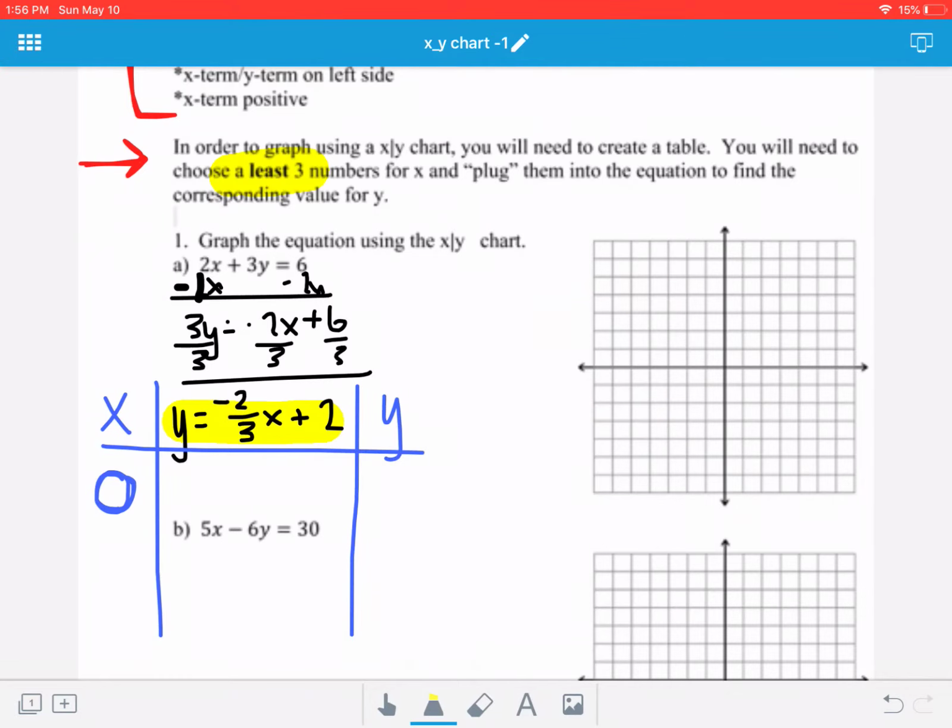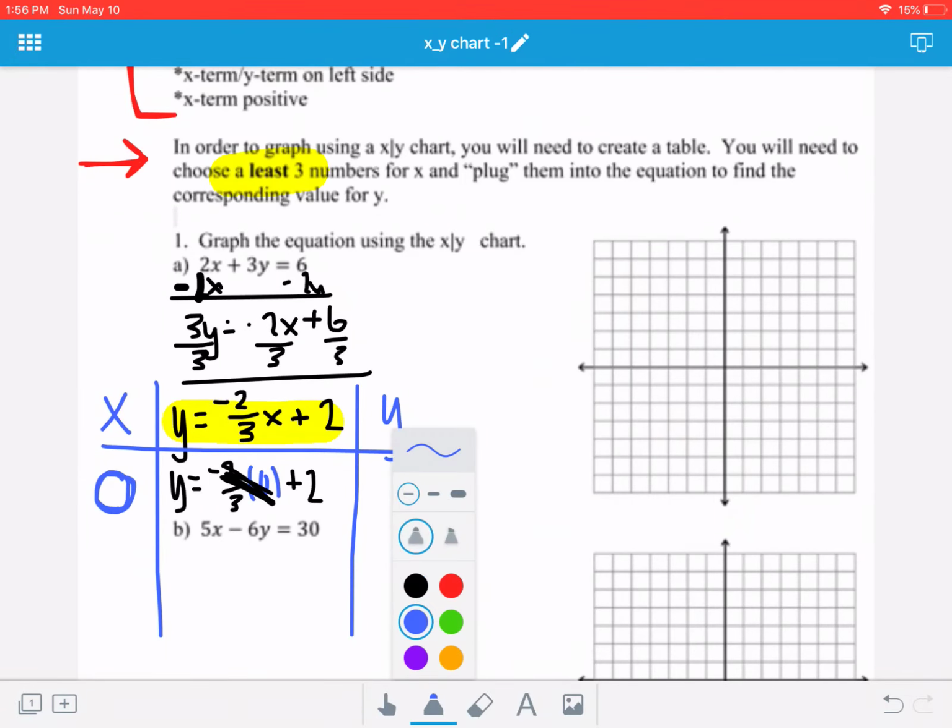So we're going to substitute 0 in for x. So y equals negative 2/3 times 0 plus 2. Then I'm going to simplify that so I get a y value out. Negative 2/3 times 0 is 0. 0 plus 2 is 2. So our y value would be 2. This creates the ordered pair 0, 2. And that would be 1 point to plug in. Remember we have to pick 3 x values to substitute in.